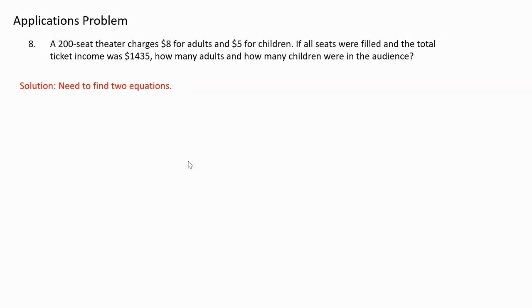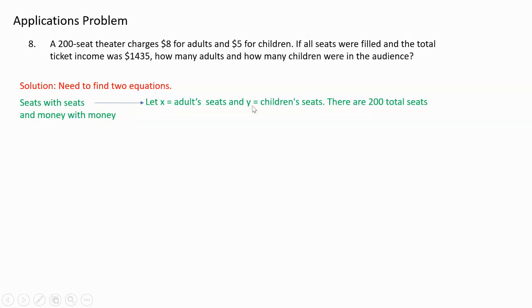We need to find two equations. Like I tell my students, we're going to use seats with seats and money with money. What does that mean? It means that, for example, we're going to let x equal adults and y equal children's seats. And there's a total of 200 seats. So adult seats plus children's seats must equal 200. Since x represents adults and y represents children, it's going to be x plus y equals 200.